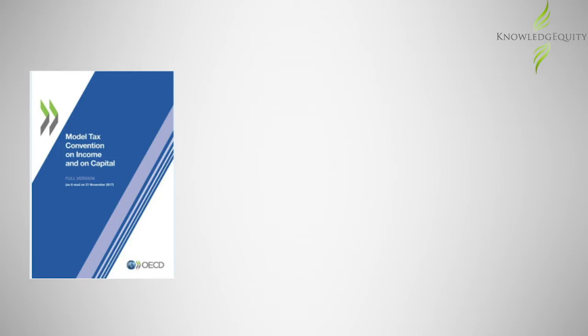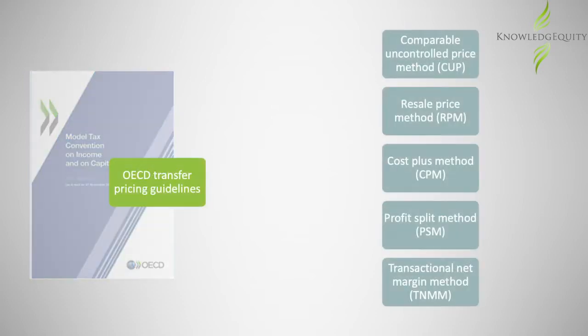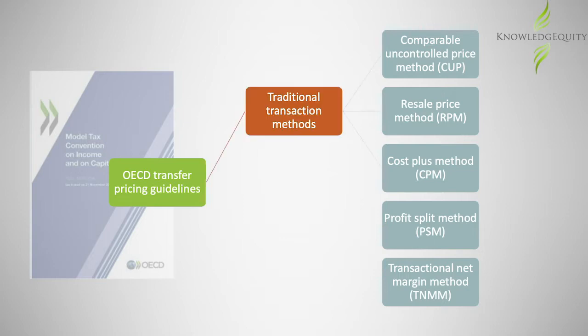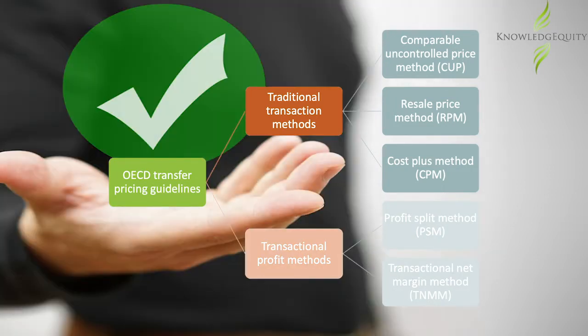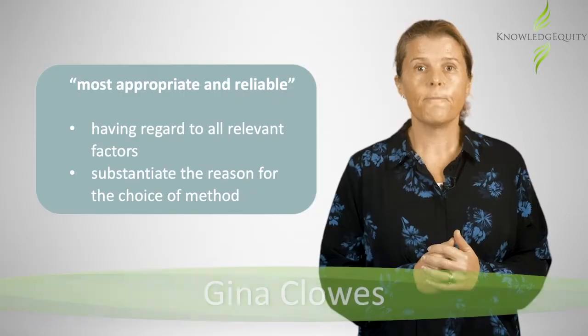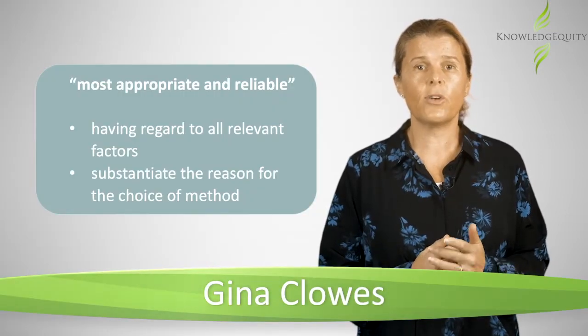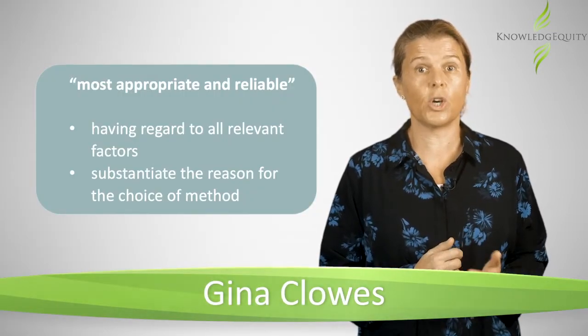Under the OECD guidelines, there are 5 methods that can be used to help determine if the relations are at an arm's length. The first 3 are traditional transaction methods, whereas the last 2 are transactional profit methods. The OECD recommends use of the traditional transaction methods if there is sufficient information to do so. However, the most appropriate and reliable of the 5 methods should be chosen.